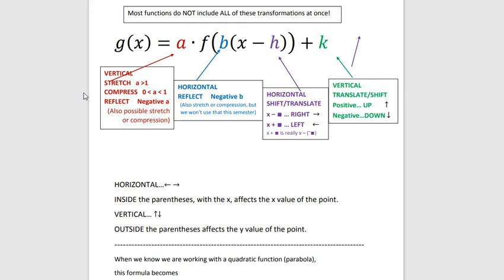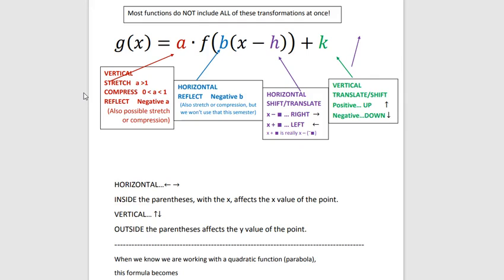And the next letter is very similar: B. However, that one's going to be a horizontal reflect. Same rules that apply to A. If it's negative, it's going to be flipped. And we'll see examples of this. The next two, H and K, tell me how much is going to be shifted.